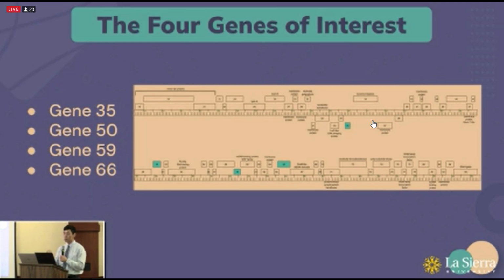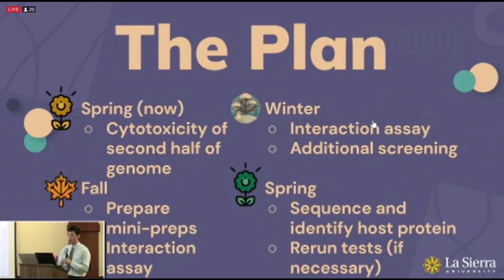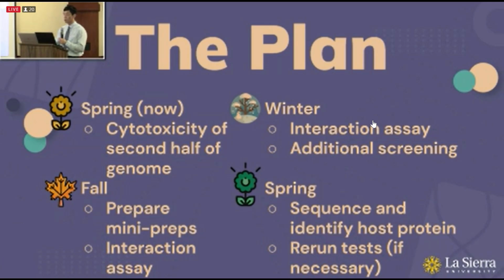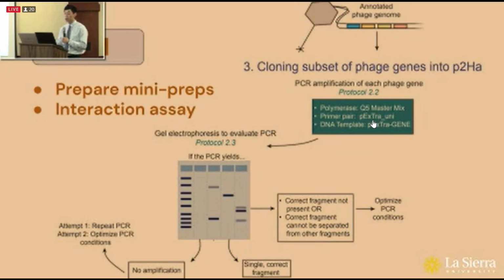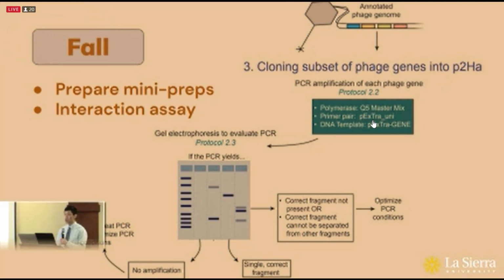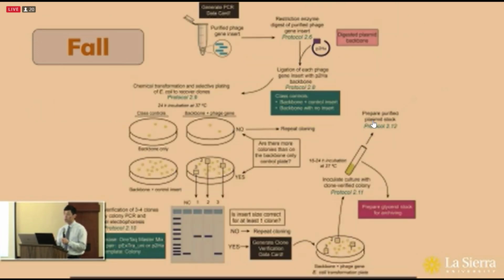So this is my scheduled plan of research for the next year. Right now we're still doing some cytotoxicity assays in order to test toxicity in the rest of Lebron's genome and potentially use them in our protein interaction assay. In the fall, I hope to be cloning these phage genes into the P2H alpha plasmid that I had talked about, and this will involve a very similar procedure that I had discussed earlier using PCR, bacterial transformations, and putting that plasmid into a bacteria to create a culture that we can use later.